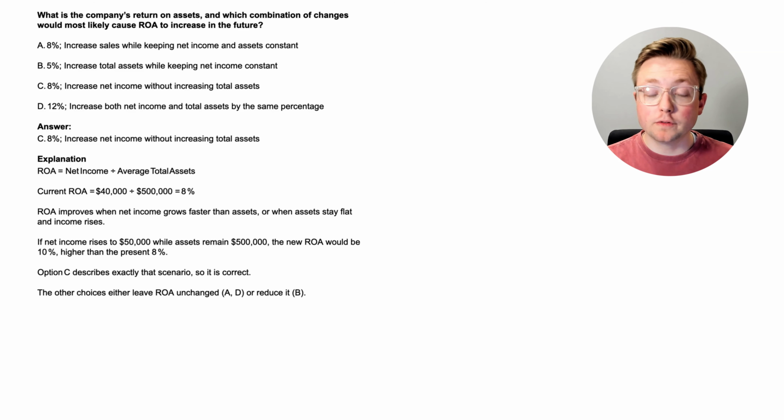Return on assets improves when net income grows faster than assets, or when assets stay flat and income rises. If net income rises to $50,000 while assets remain $500,000, the new ROA would be 10%, higher than the present 8%. And that would make sense. You do 50,000 divided by 500,000, that gives you 10%. Option C describes that exactly. The other choices don't actually affect the return on assets, or they actually reduce it, and you could easily see that if you wanted to calculate those. But again, the return on assets in this case is 8%, and it would go up if you increase net income without increasing total assets.